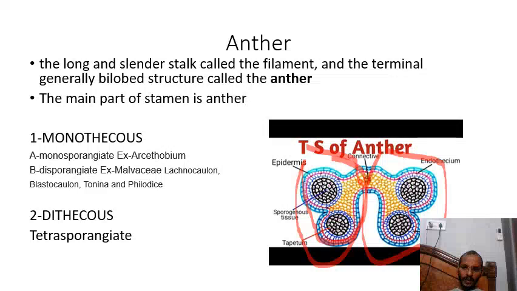And next, dithecous, which is found in many different plants. Here we can see spores: one spore, two spores, three spores, and four spores. So it is known as tetrasporangiate.